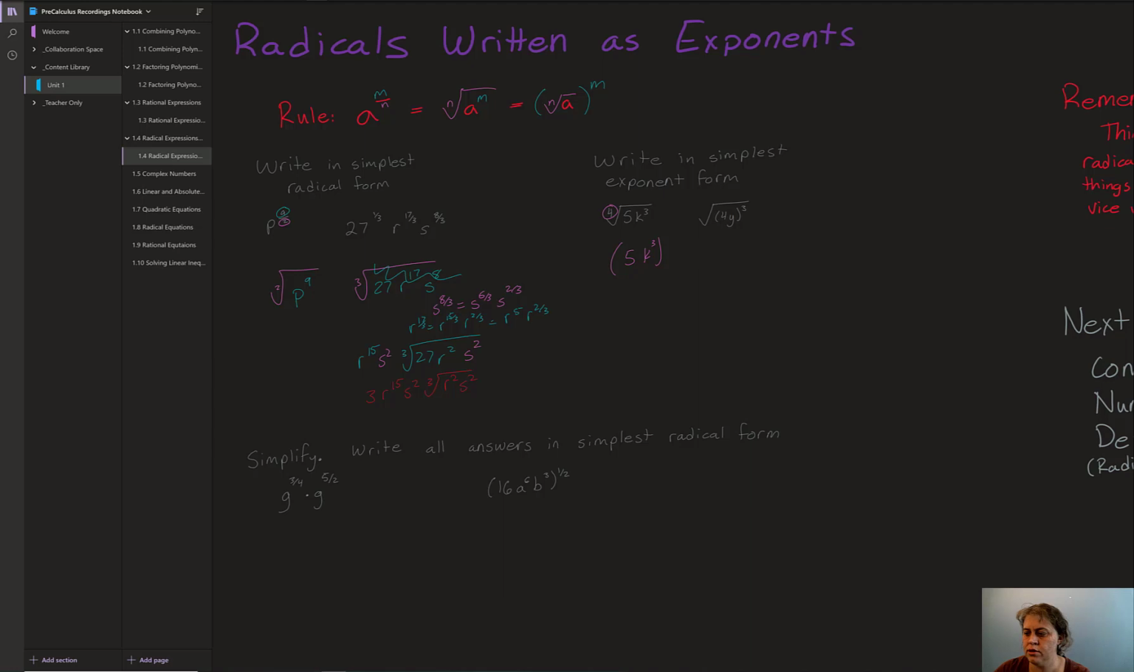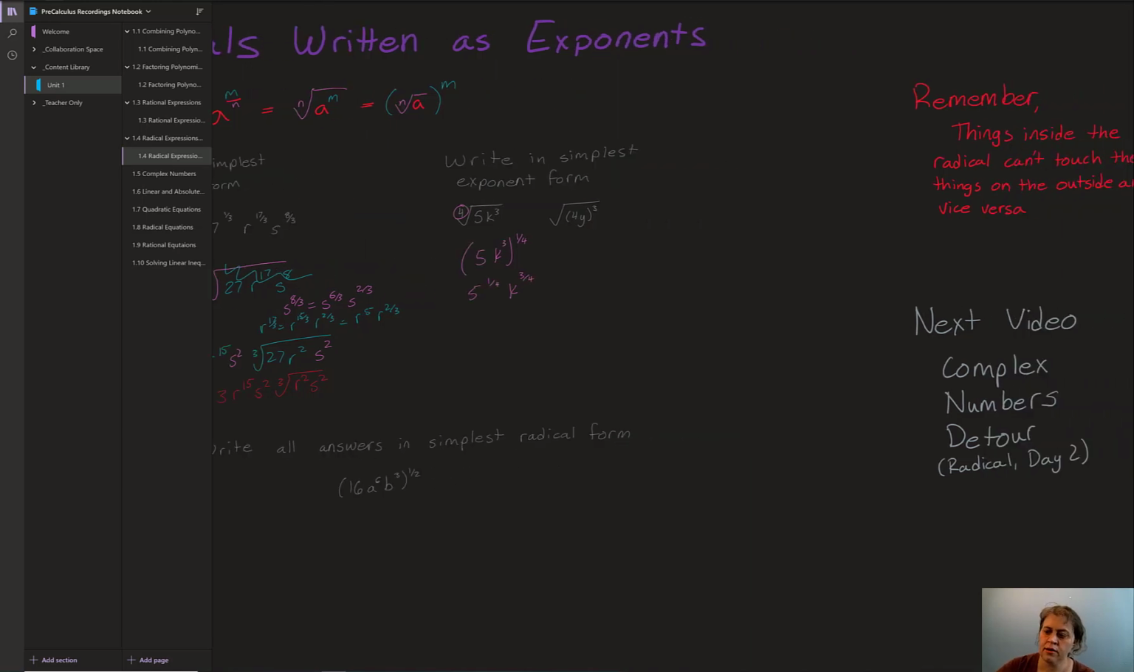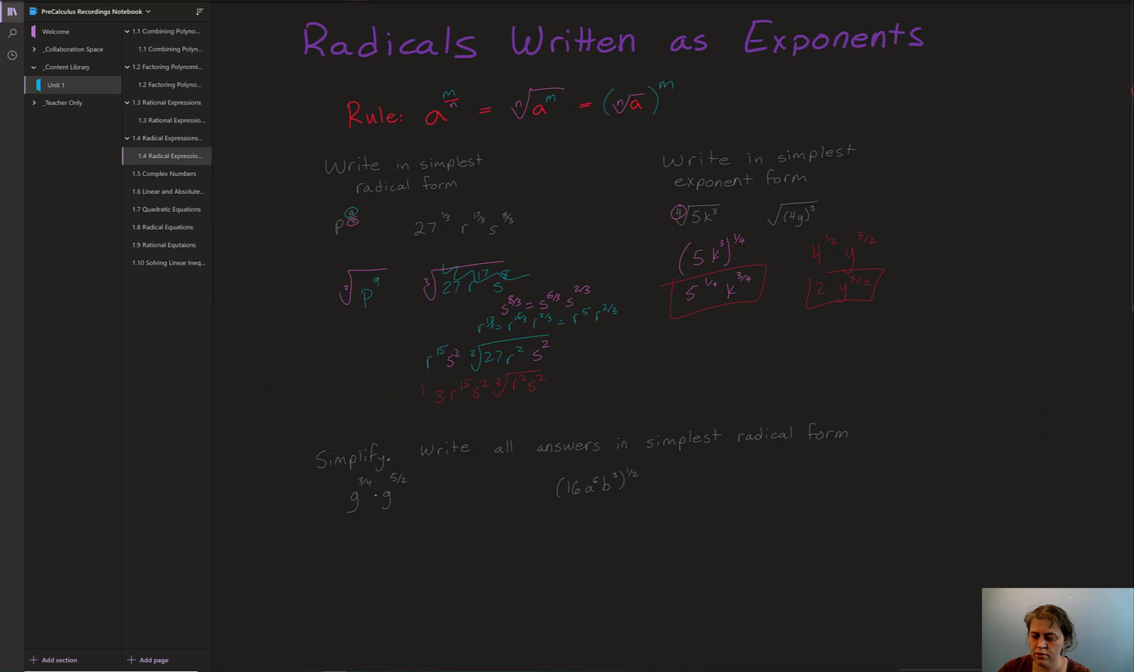5k cubed to the 1/4. You can split it up some if you want to, so 5 to the 1/4, k to the 3/4. Or you can do, the next one is 4 to the 1/2, y to the 3/2. The square root of 4 is 2, so 2y to the 3/2. That is looking like a 3, not a 2. There we go.